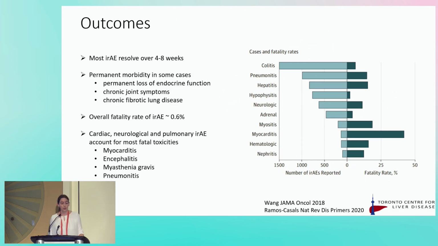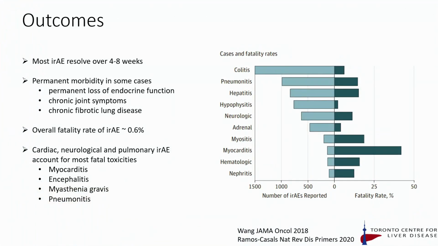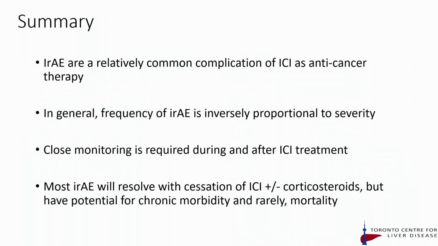Most of these toxicities resolve over about 4 to 8 weeks, whether or not patients have required immunosuppression. Remember, some patients, unfortunately, do develop permanent consequences. Endocrine toxicities often involve a permanent loss of function, joint symptoms may be chronic, and patients with pulmonary disease may develop a chronic pneumonitis. In this series of about 4,000 patients treated at specialist centres, there was about a 0.6% fatality rate associated with toxicity, and the majority of those were due to heart, nervous system, or lung toxicity. So those are really the ones to watch out for.